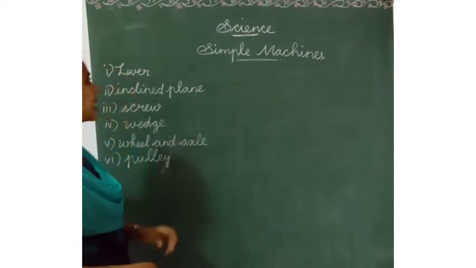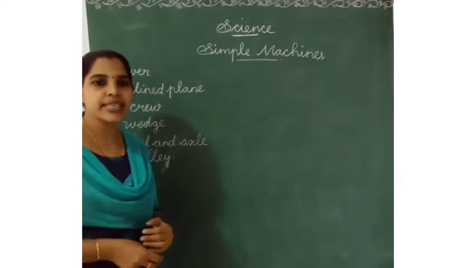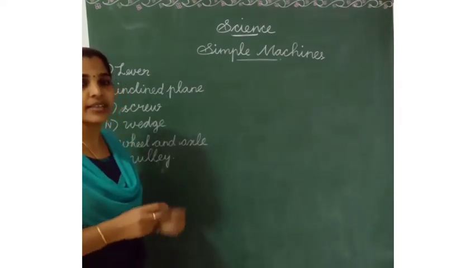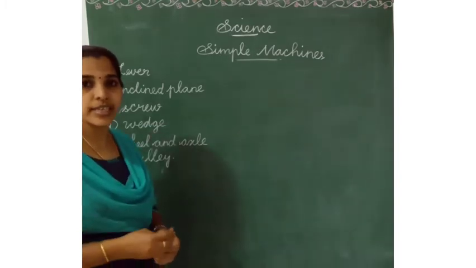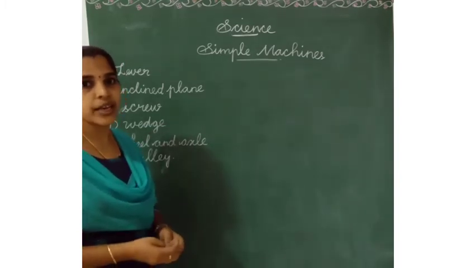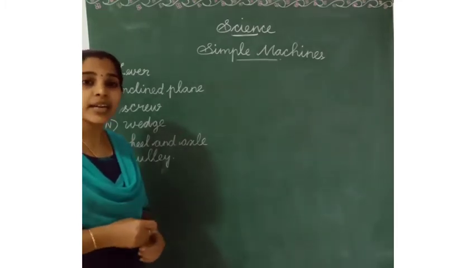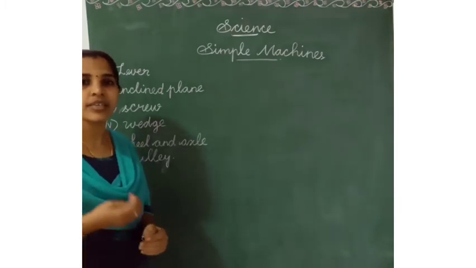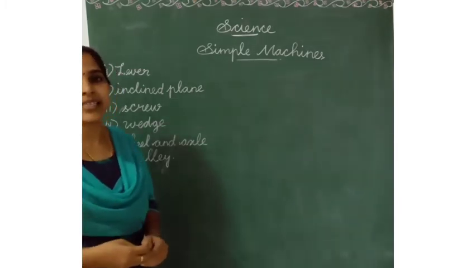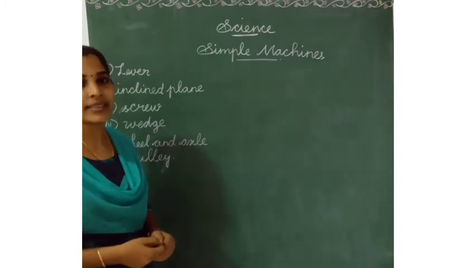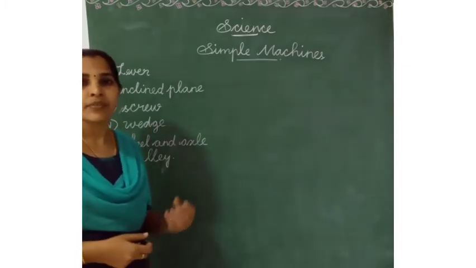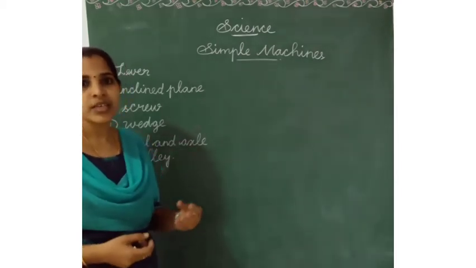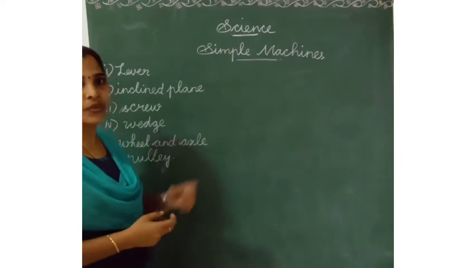Do you understand? Listen, the lever is a simple machine. It is a small rod. It has a fulcrum, load and effort. What are the simple machines in the lever? Knife, nail cutter, nutcracker, bottle opener, fishing rod, tongs. These are the small types of levers.